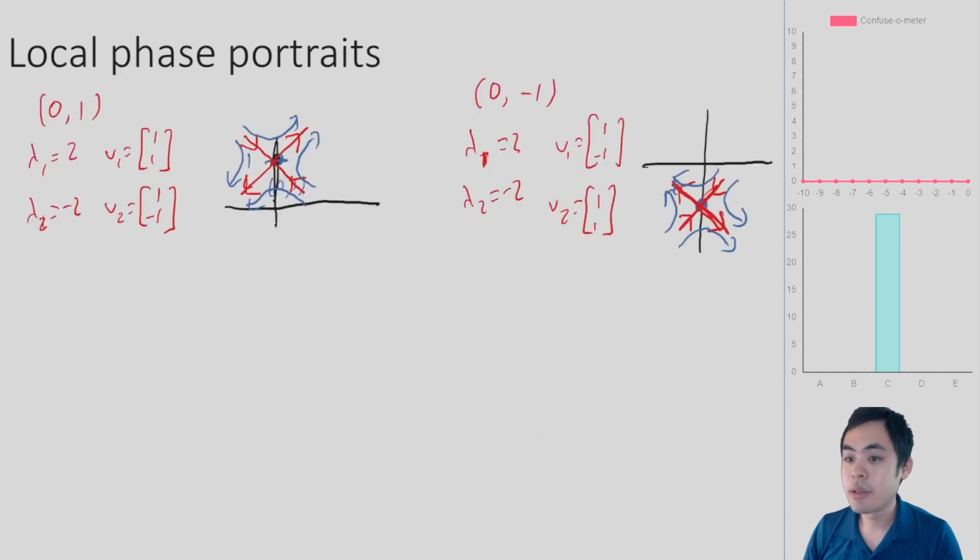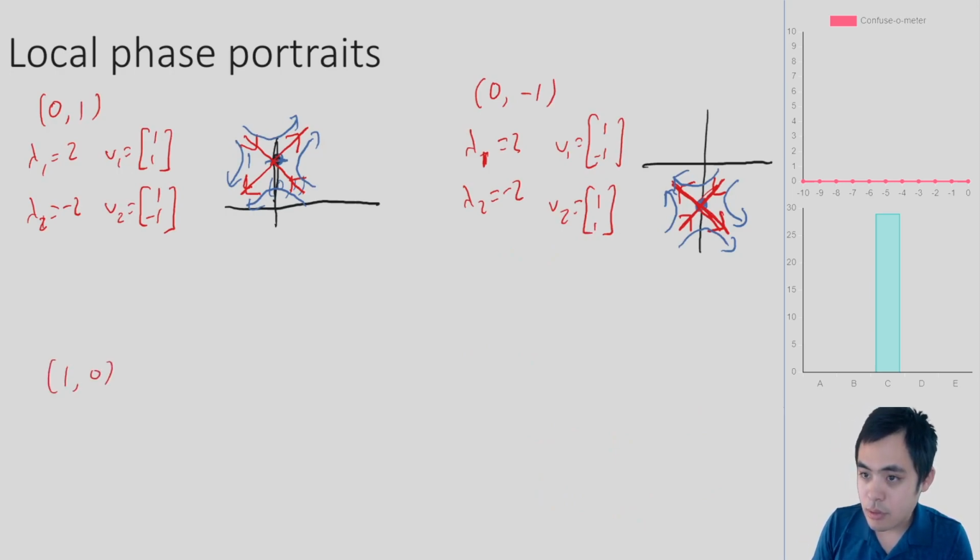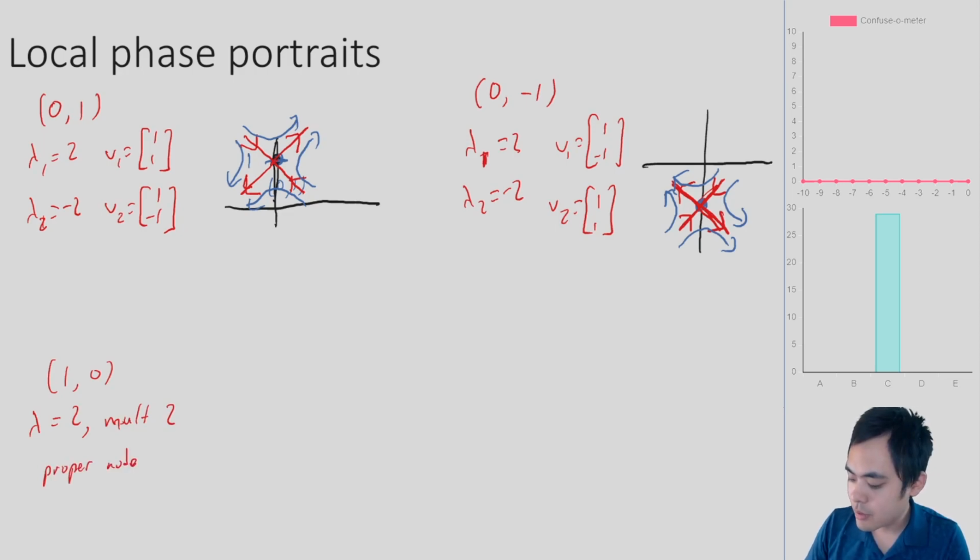So what does that look like? Well, if we have (1, 0) as our equilibrium point, we have lambda equal to 2 with multiplicity 2, and we know it's a proper node, and so it's star-shaped. And when we draw this out, (1, 0) is going to be a point here. And all the trajectories are going to go out in every direction. So this is unstable, so you just have a star, and trajectories all go outward.